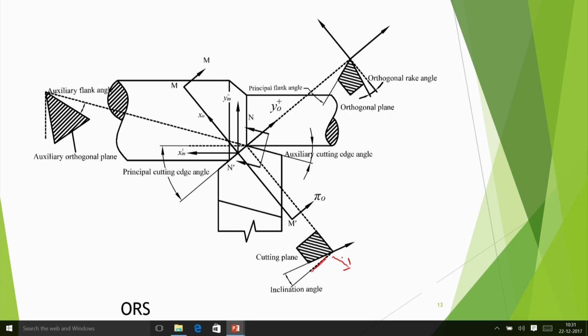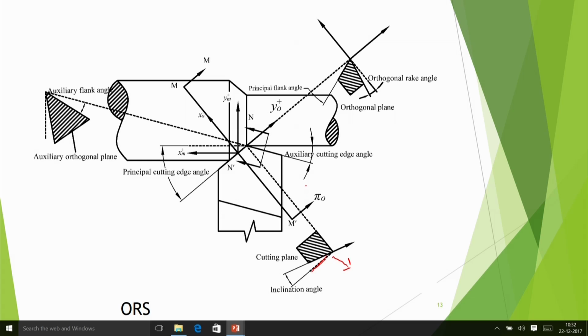So both these were orthogonal to each other, but in this case the velocity vector is in this direction only, but this cutting edge is actually inclined in the cutting plane in this manner. That is why you are getting the inclination angle. So in the cutting plane, you are getting one angle that is called inclination angle. So out of 6 angles, now you understand 3 angles here.